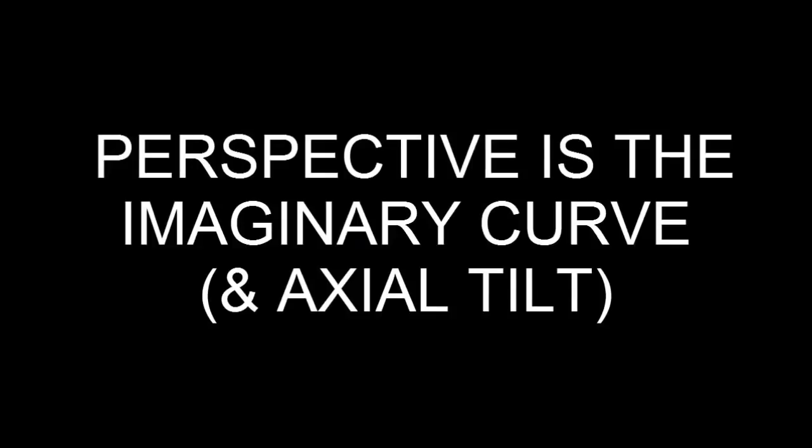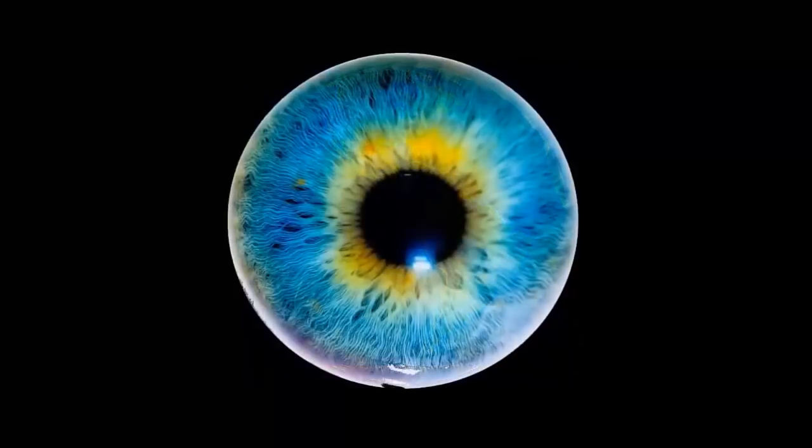Perspective is the imaginary curve, and it's quite easy to understand how we have been deceived into believing we are on a spinning globe when we realize that the geometry for the globe Earth is the same as the human eye perspective.